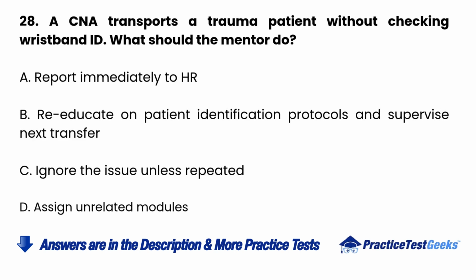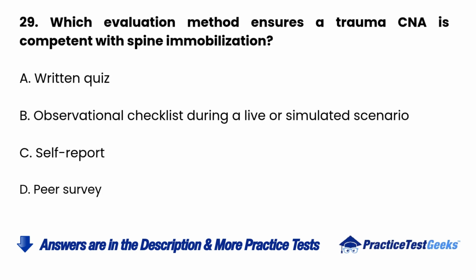28. A CNA transports a trauma patient without checking wristband ID. What should the mentor do? A. Report immediately to HR. B. Re-educate on patient identification protocols and supervise next transfer. C. Ignore the issue unless repeated. D. Assign unrelated modules.